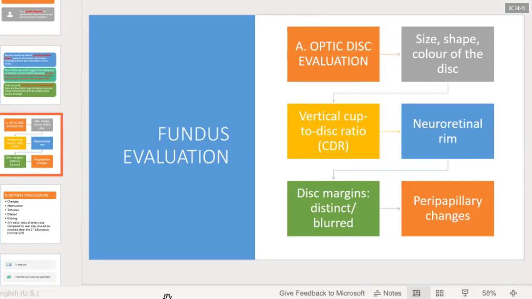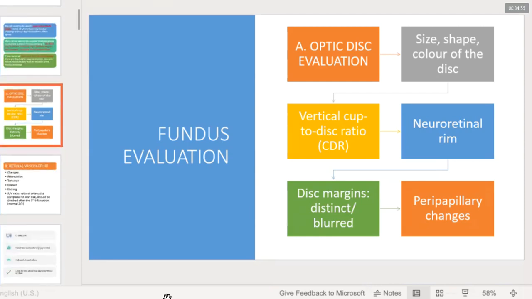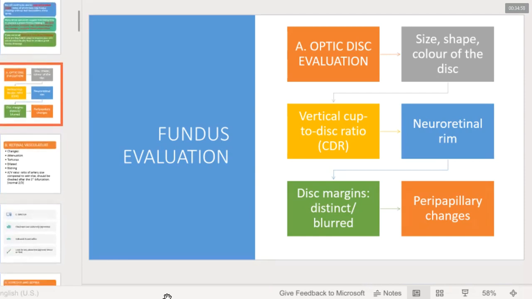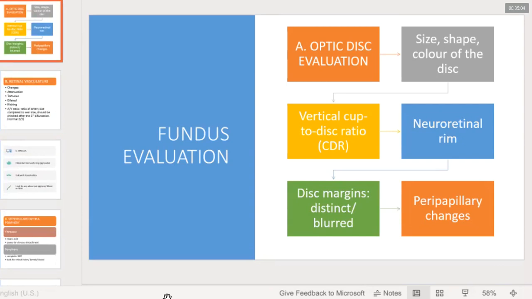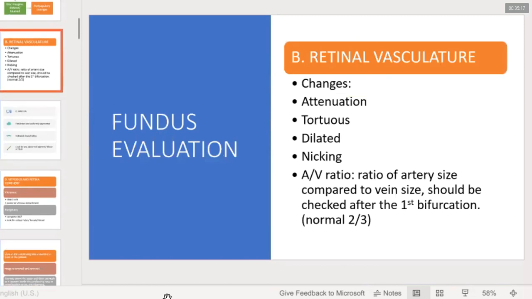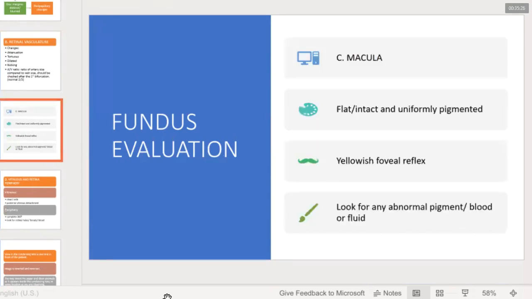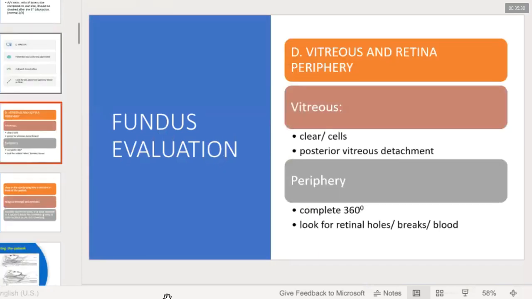How do we draw the fundus? After we have examined the fundus using the direct ophthalmoscope, only then you need to document. How do you document? First with words, second with the drawing. Let me go through this lecture first, and then I'll show you a little bit on how we should draw the fundus. Okay. So basically we should document all the findings.